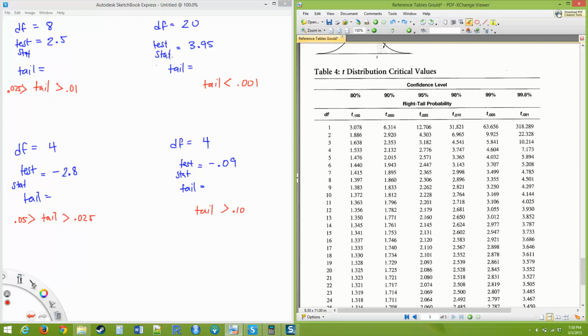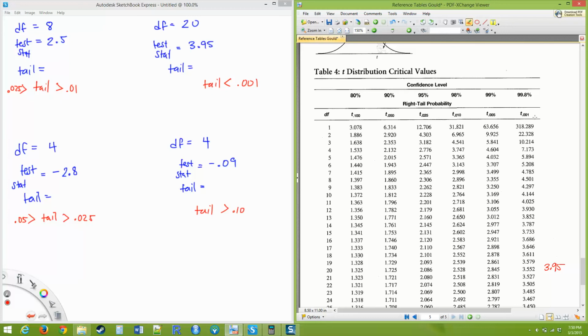That one. 20 degrees of freedom. We're looking at 3.95. 3.95, 20 degrees of freedom. If I had to line it up, 3.95 goes out here. It's bigger than 3.552. So that means my tail area is what? More or less than 0.001?